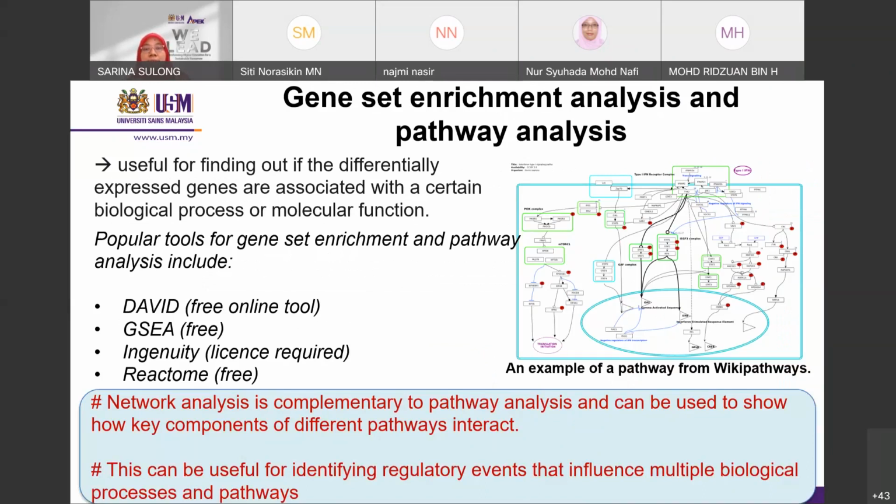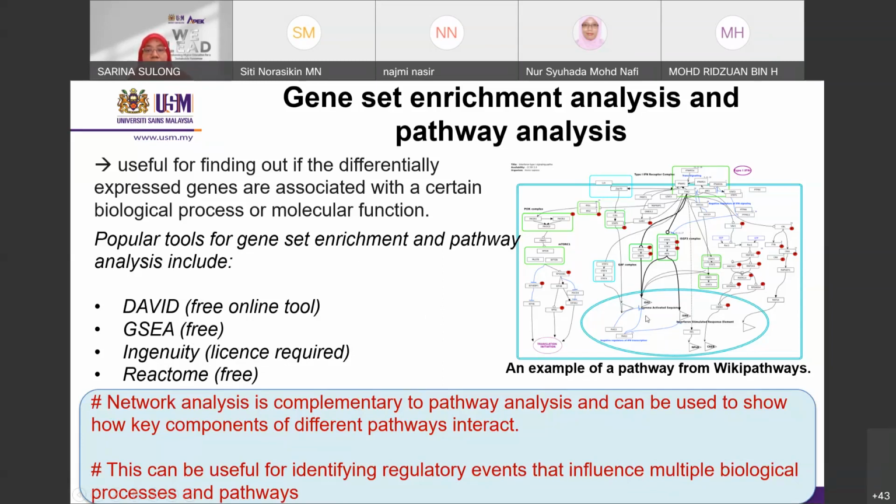So this is gene set enrichment analysis and pathway analysis. It is very useful for finding out if the differentially expressed genes are associated with a certain biological process or molecular function. This is a common approach to interpreting gene expression data. We use gene set enrichment analysis, or GSE analysis, based on the functional annotation of the differentially expressed genes. The popular tools for GSE and pathway analysis include DAVID, which I think everybody has heard about. It's a free online tool, and GSEA is also free. Ingenuity requires a license, and Reactome is also free.